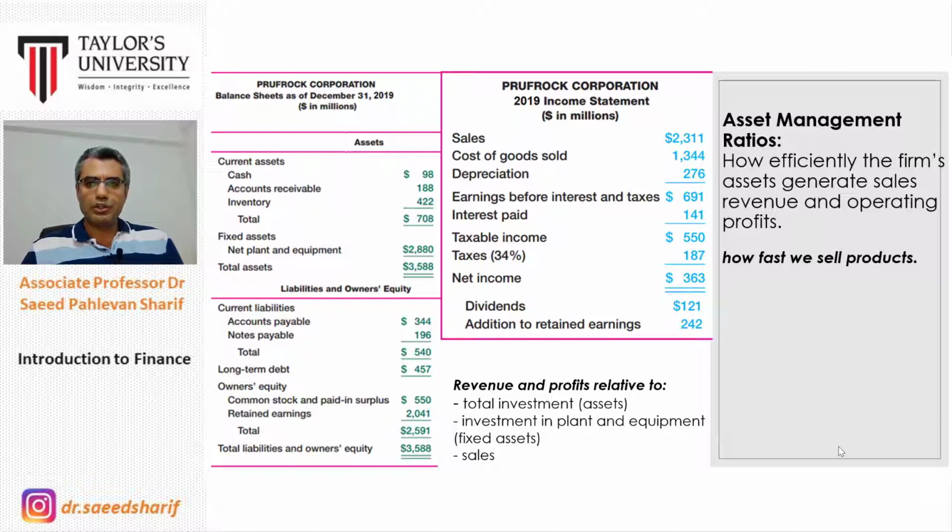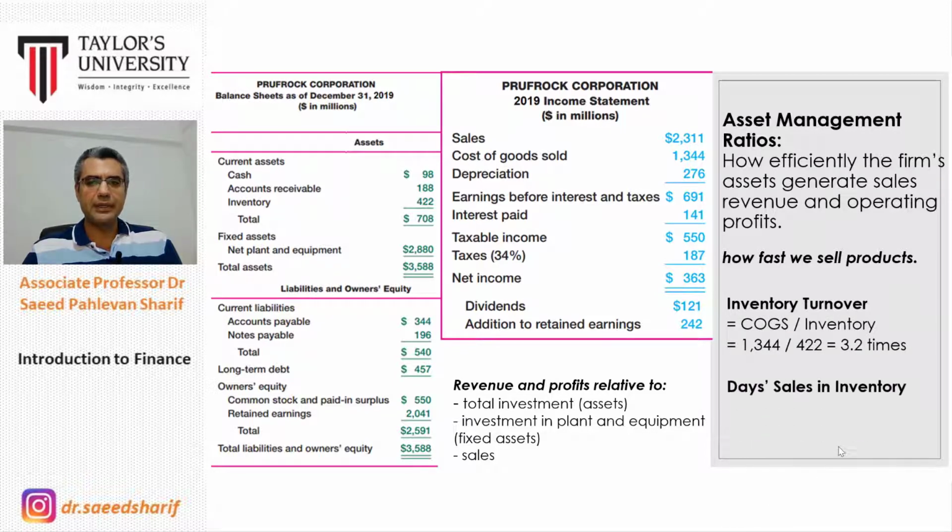The first ratio in the asset management ratios that we want to discuss is inventory turnover. And then using inventory turnover, we will compute days sales in inventory. The formula for inventory turnover is cost of goods sold divided by inventory. Cost of goods sold can be found in the income statement, and inventory can be found in the current assets of the balance sheet.